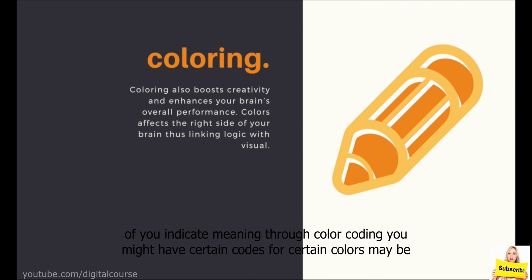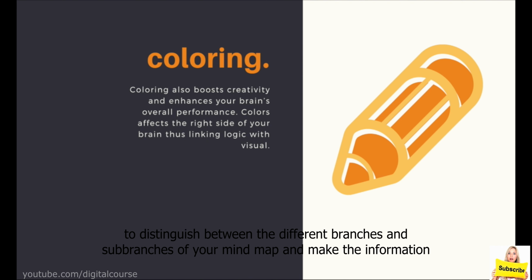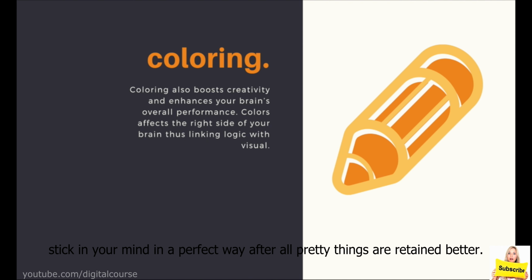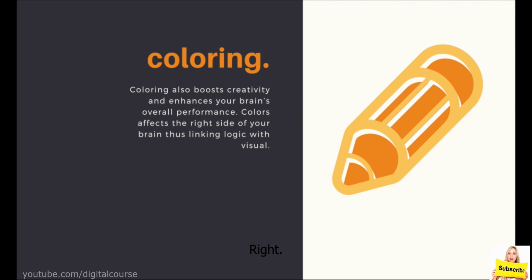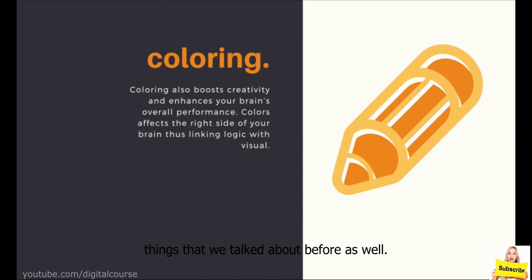Indicate meaning through color coding. You might have certain codes for certain colors, maybe red for positive, green for negative, and orange for not sure or don't know. And then you'll be able to distinguish between the different branches and sub-branches of your mind map, and make the information stick in your mind in a perfect way. After all, pretty things are retained better, right? So when you add some colors to it and you like it, you'll be able to remember it better through all the different things that we talked about before as well.